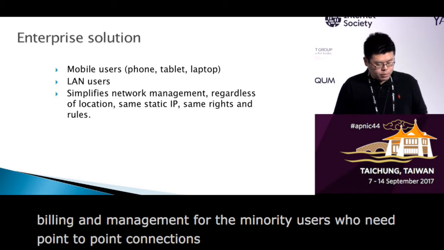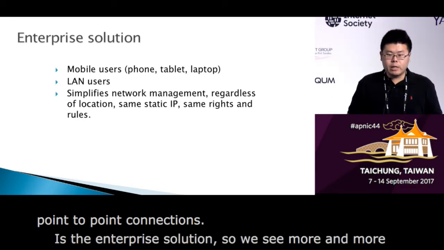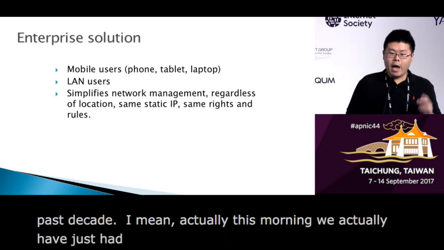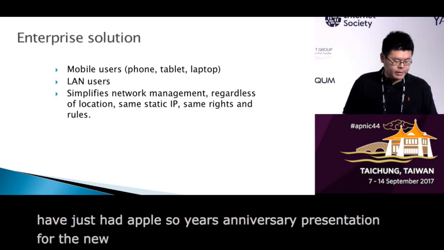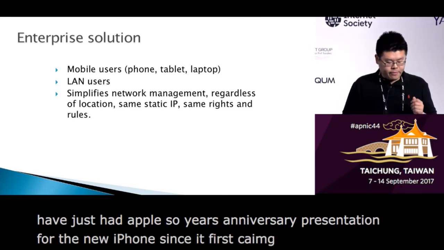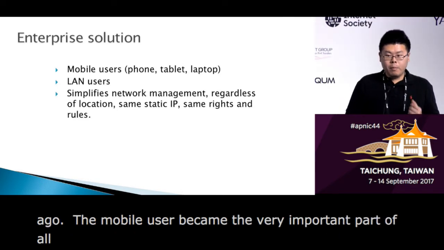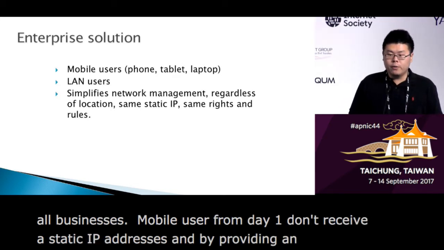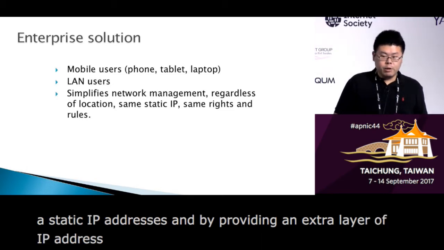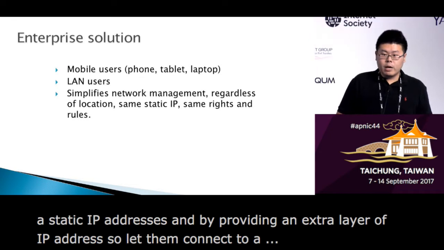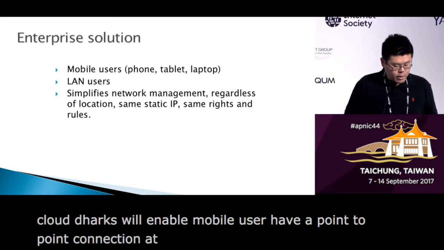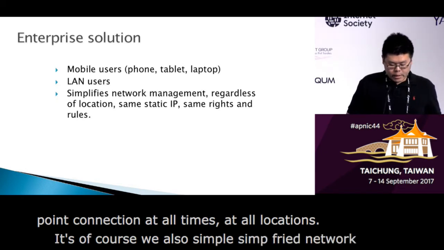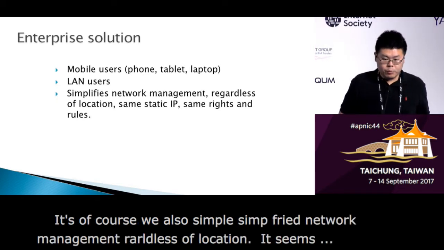And the enterprise solution. We see more and more mobile users. The number of mobile users has exploded in the past decade. In fact, this morning we just had the Apple 10 years anniversary presentation for the new iPhone, since the first one came out 10 years ago. So the mobile user has become a very important part of all businesses. And mobile users from day one don't receive a static IP address. By providing an extra layer of IP addresses, letting them connect to a terminal and get an IP from the cloud, mobile users can have a point-to-point connection at all times, at all locations. It will also simplify your network management regardless of the location. It's the same static IP, with the same rights and rules as whatever you prefer to configure.